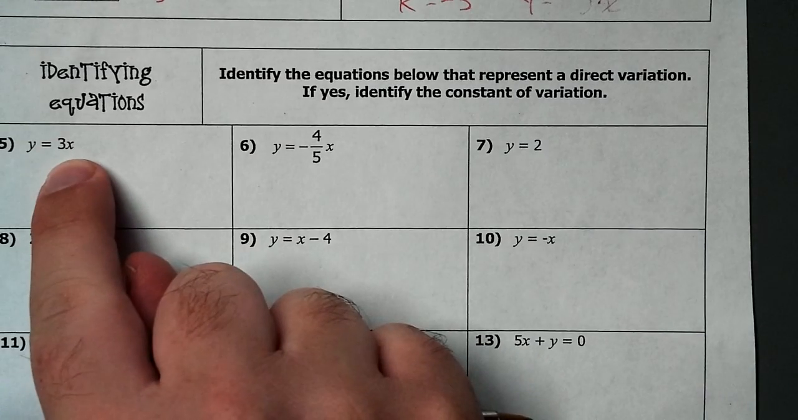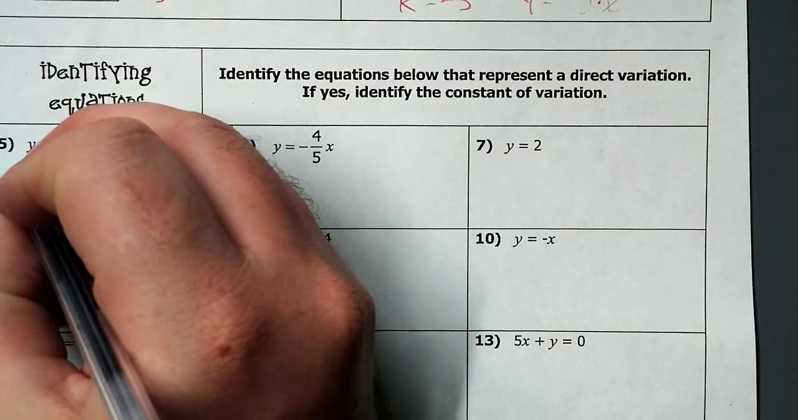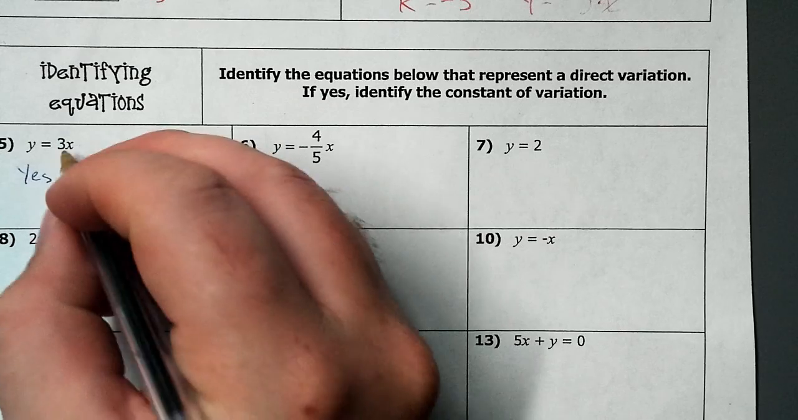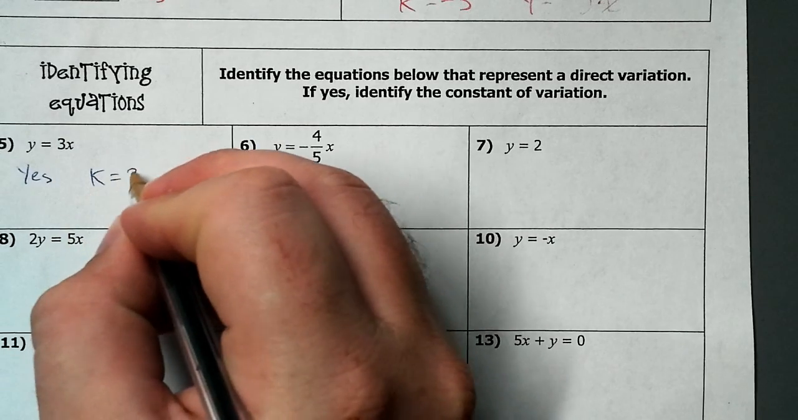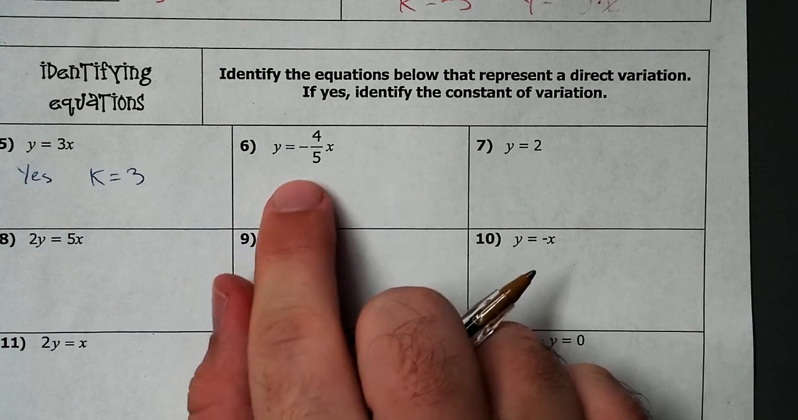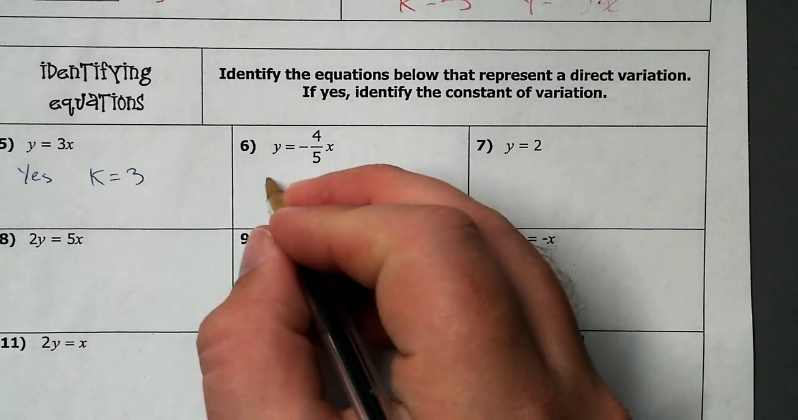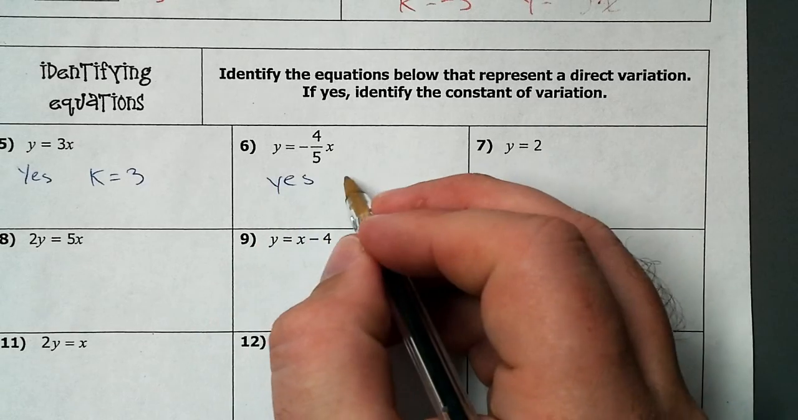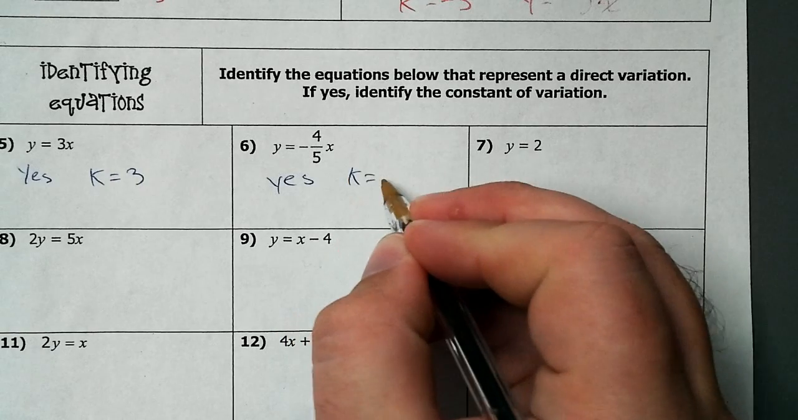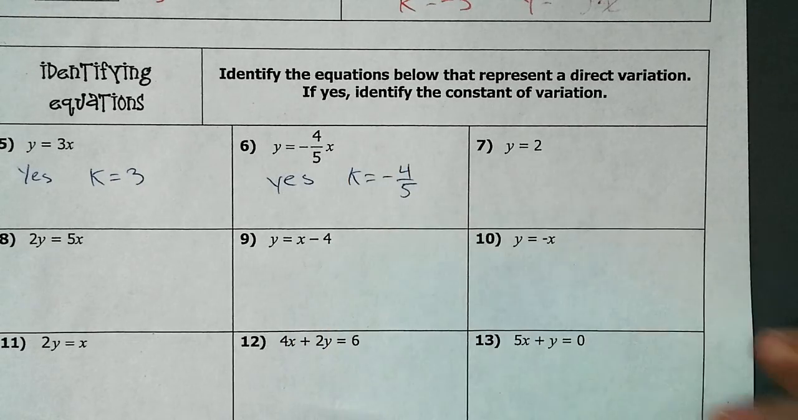Let's look at number 5. Constant times x. Yes, this is direct variation, and my constant is 3. Constant times s. Yes, it's always negative 4/5. So this is direct variation, and my constant is negative 4/5.